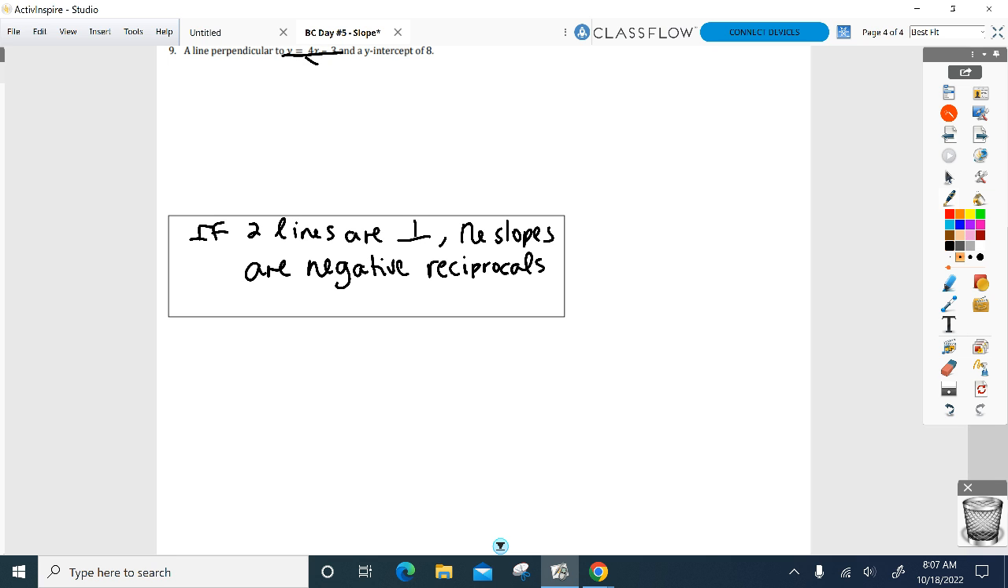You guys have y plus 3 and going through 8, 6. Okay, here we go. So it's got to be perpendicular to this line going through 8, 6. All right, let's worry about the slope. Can you tell me what the slope of this line is yet? No, why not? It's not in y equals slope intercept. So let's get it into y equals.